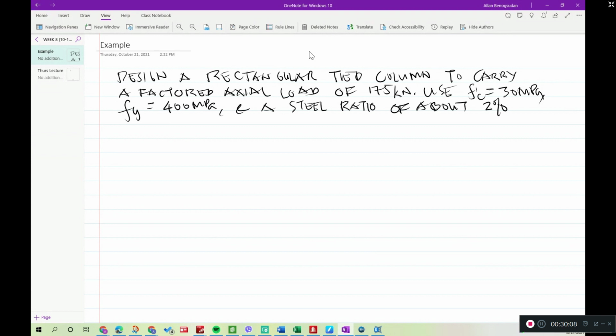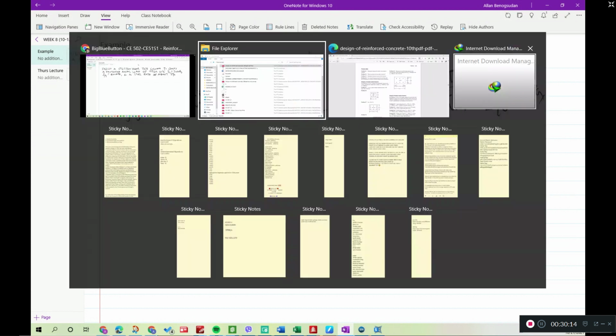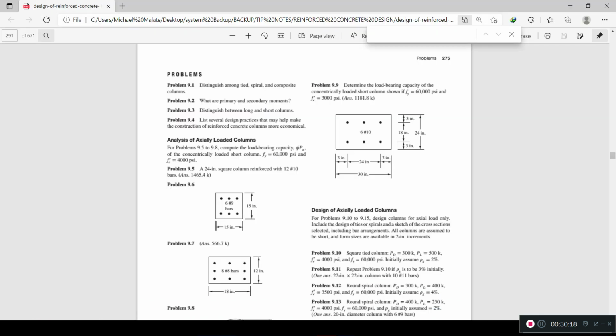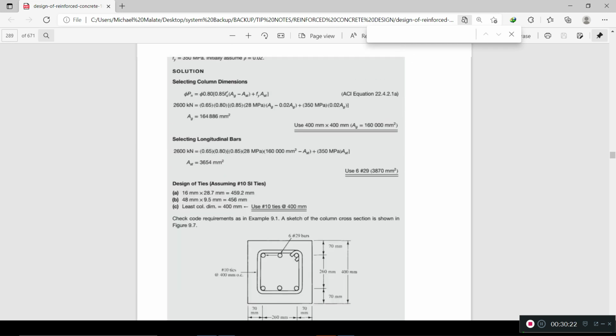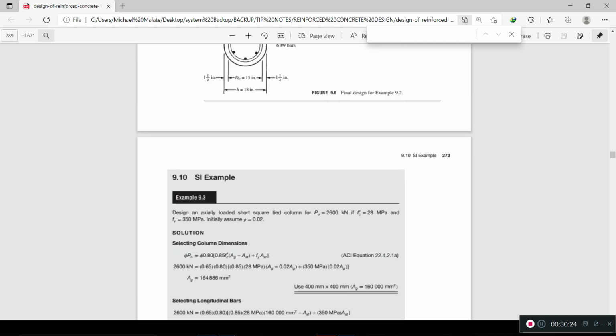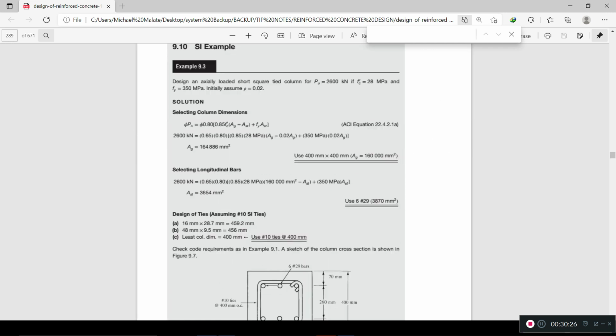Okay, so let's have this problem. Design a rectangular tied column to carry a factored axial load of 175 kilonewtons. Use f'c equal to 30 megapascals, fy 400 megapascals, and a steel ratio of about 2%.